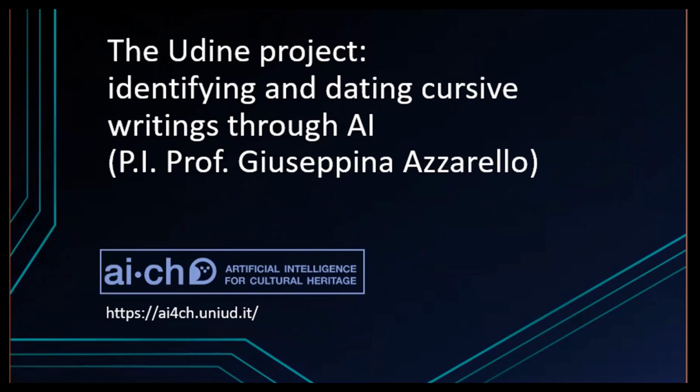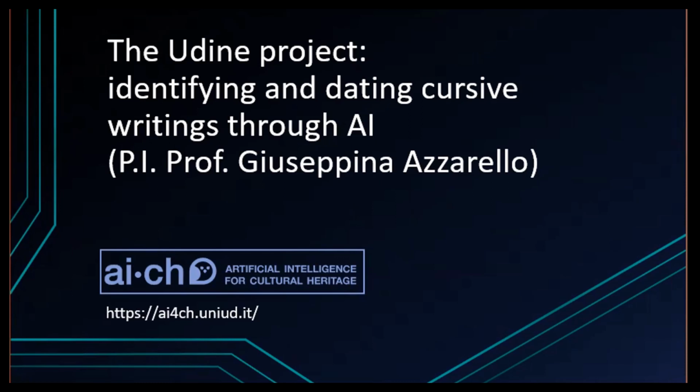Professor Giuseppina Azzarello at the University of Udine that aims at creating a digital AI-based tool for the automated identification of scribal hands in documentary papyri and the equally automated dating of such documents on paleographical grounds. The project is conducted in the framework of the Interdepartmental Research Center, Artificial Intelligence for Cultural Heritage.